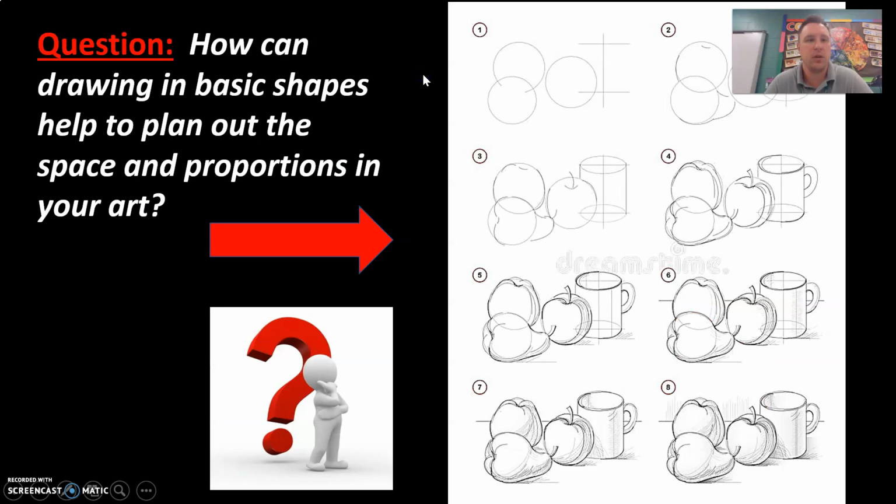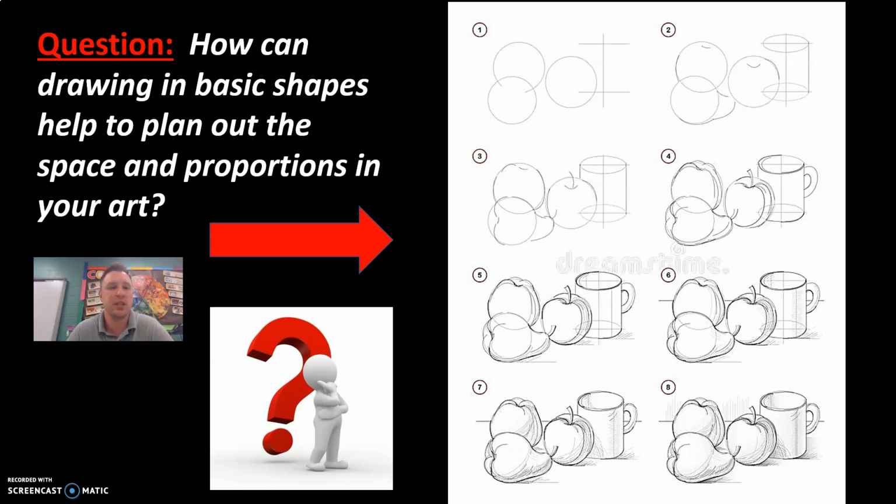So moving on, questions. How can drawing in basic shapes help plan out the space and proportions in your art? I basically just discussed that. This image over here shows the step-by-step production of how the artist created these pieces of fruit in this mug. So before, when it was just a blank white piece of paper, they first used the shapes to figure out the placement while also thinking about the size. And then they added other details. So this must have been the bottom of the pear, and then they added the top of the pear along with the mug. As each phase continues, they're adding more and more line detail, and eventually they start adding some value or some shading to add that three-dimensionality.